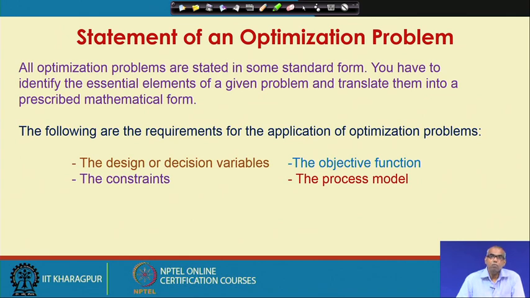So, you can perform a mathematical optimization if you know how to formulate the objective function, what are the decision variables, how to formulate the constants, and maybe we may also require a process model that describes the behavior of the system under optimization. So, now we will talk about the decision variables or design variables, the objective function, the constants, etc., in some more detail.